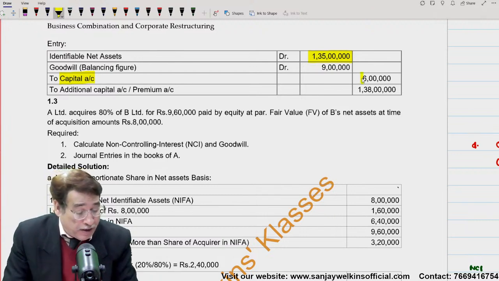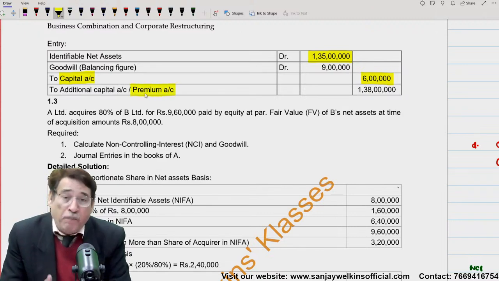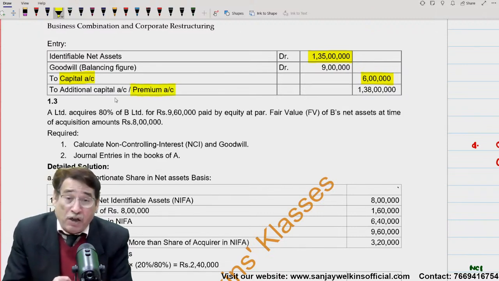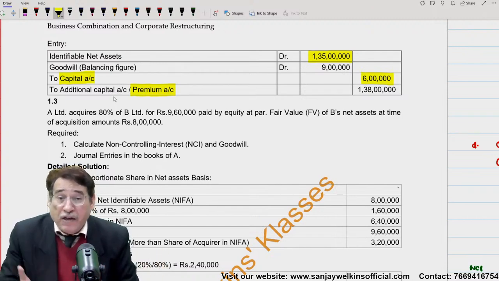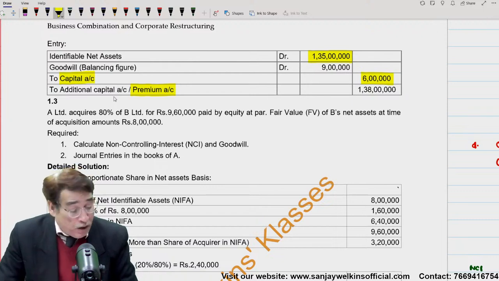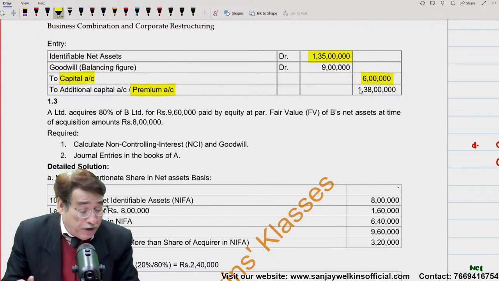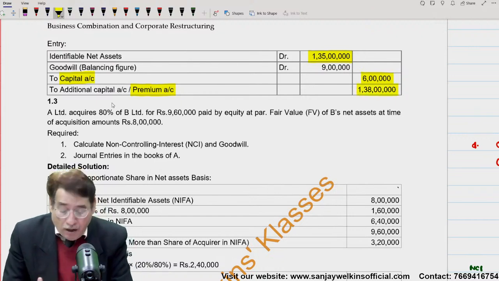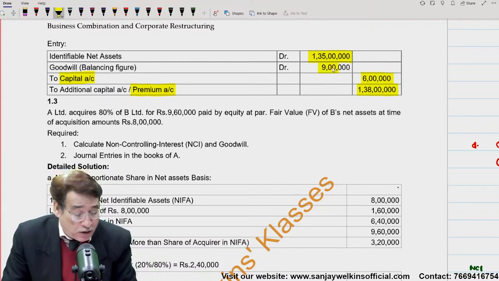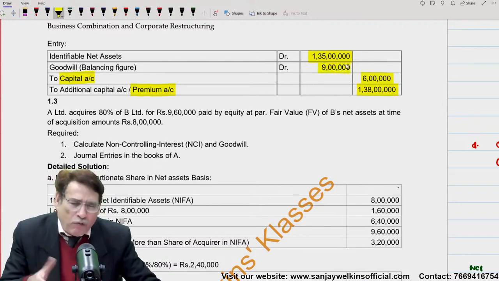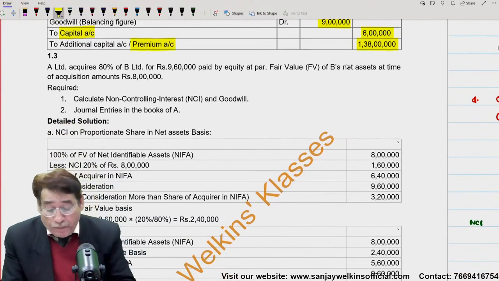60,000 shares into 10, 6 lakh. And what will be the amount of premium? Instead of writing premium, you can also write additional capital account. Many among us actually do not know this: premium is also known as additional capital. Correct? So this is the point. What will be the amount of premium? 60,000 into 230, that is equal to 138 lakh. If there had been NCI, I would have written to NCI also. NCI is not there, so 9 lakh will be your goodwill. Goodwill can be extracted even through this particular entry.